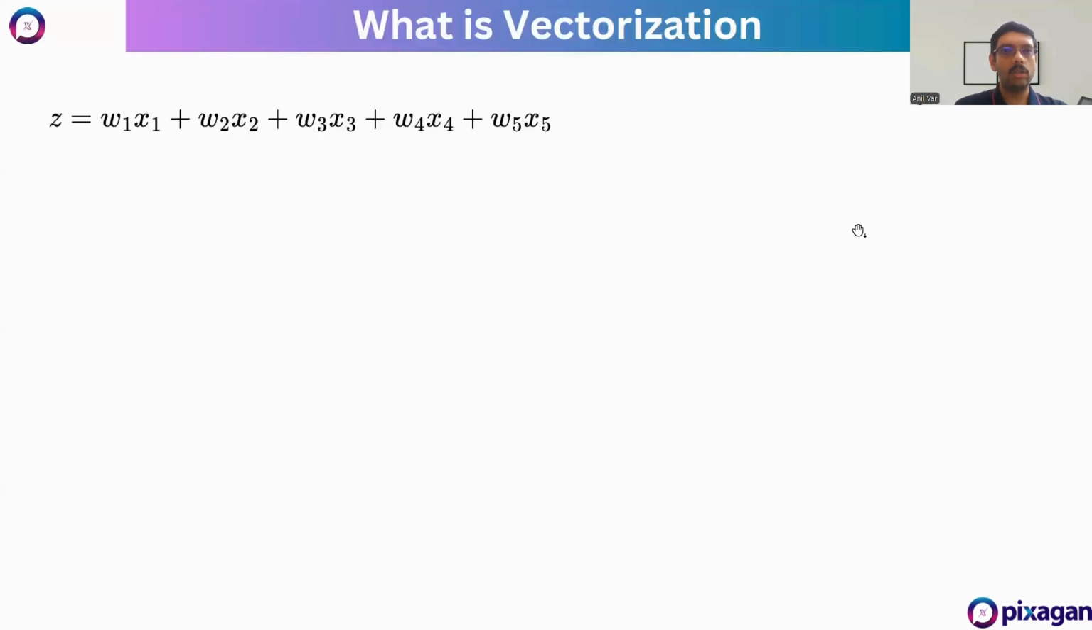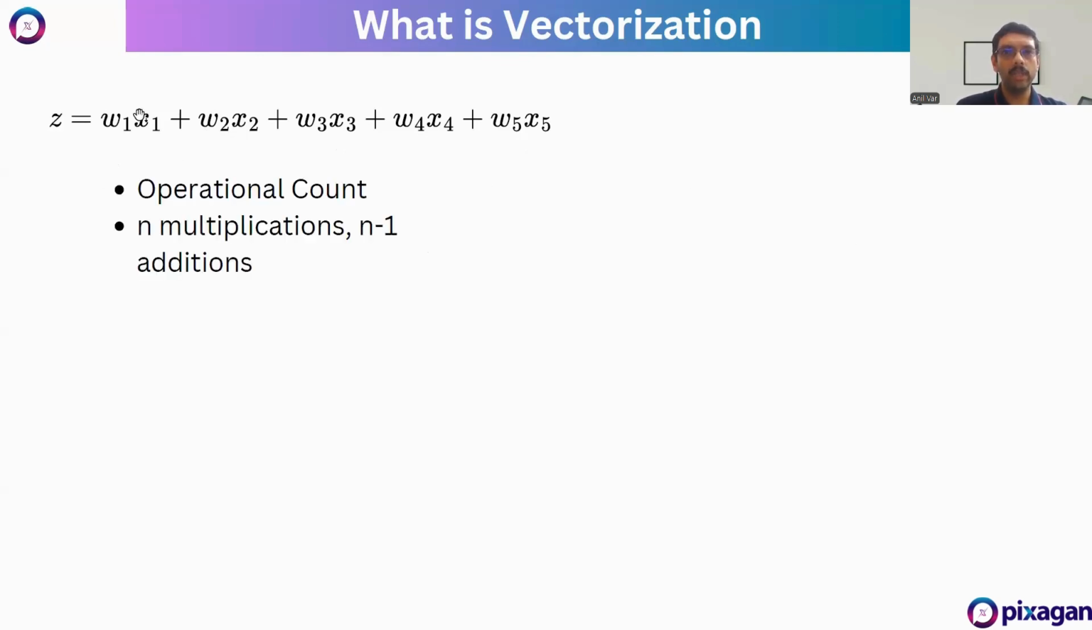So let's take this expression. Let's say Z is W1x1 plus W2x2 plus W3x3 plus W4x4 plus W5x5. We are familiar with this, right? It's the summation part, without the bias term that we see in a neuron. The linear part of the neuron.